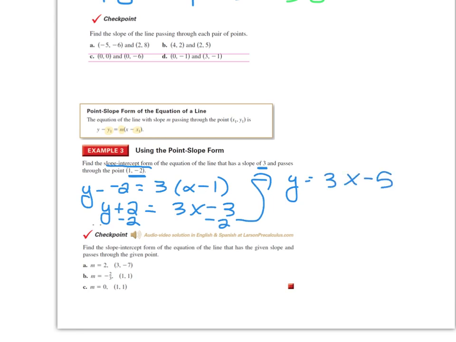All right, so you've got 3 problems to try here. I want you to go ahead and pause, and when you're done, start it up again and see how you did.